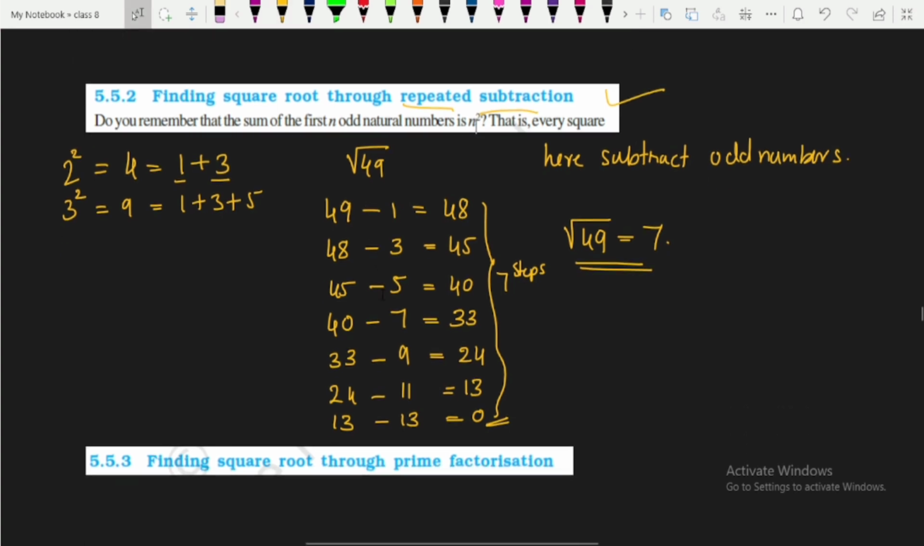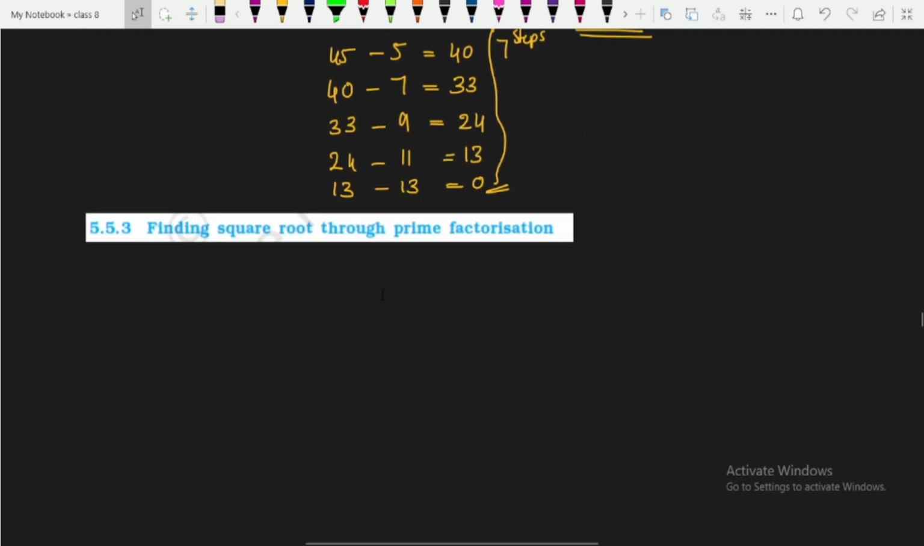The next concept is finding a square root through prime factorization. Let us take one example so that you can easily understand how to find the square root through the prime factorization method.